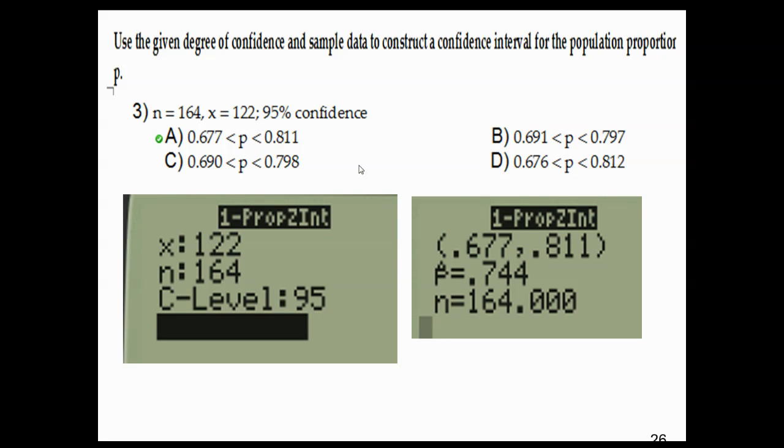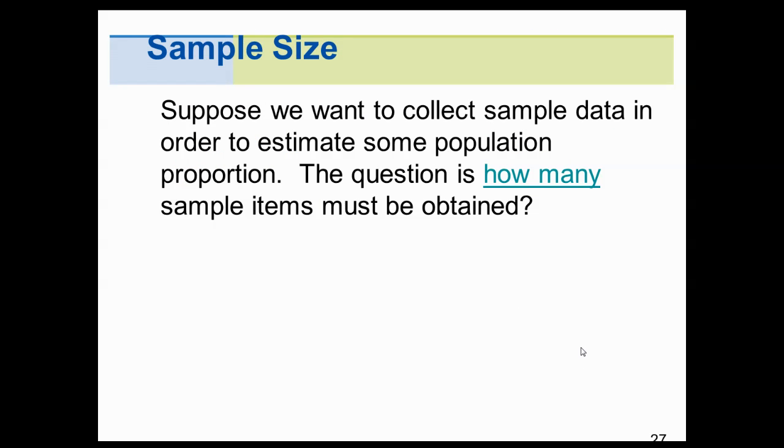And I did one more of these. Once again, the values are all given to you: 122, 164, 95. And the answer is exactly what you would expect the answer to be. There's no discrepancies here. Okay, so we found the error, and then we actually found the interval.